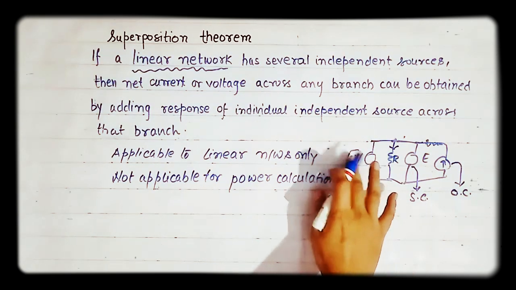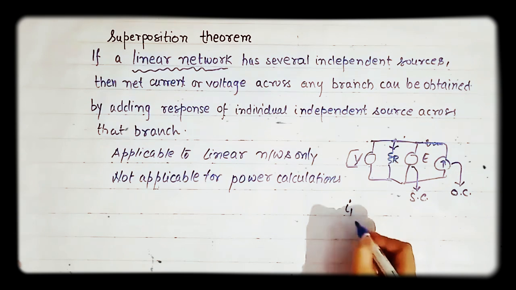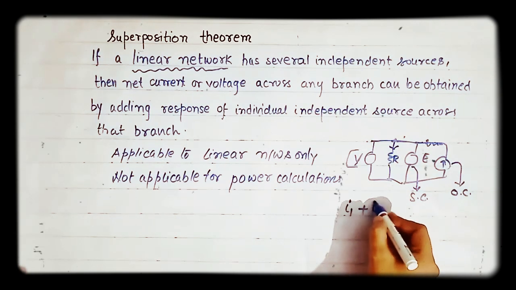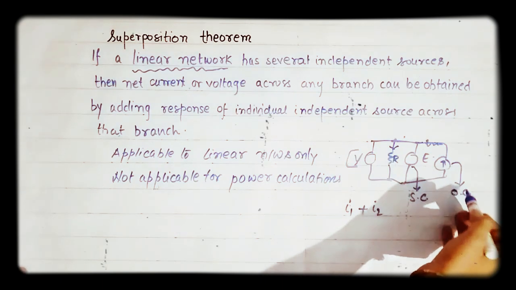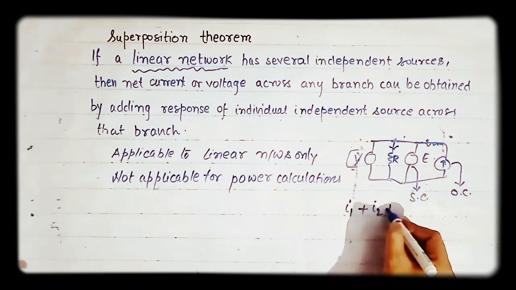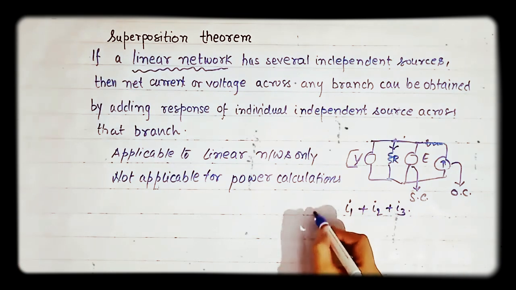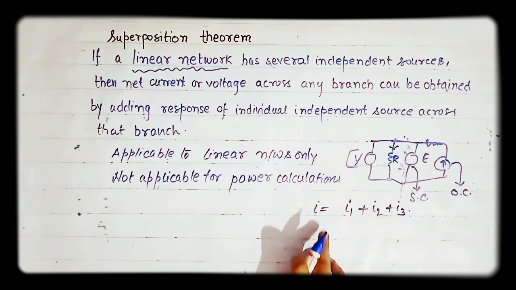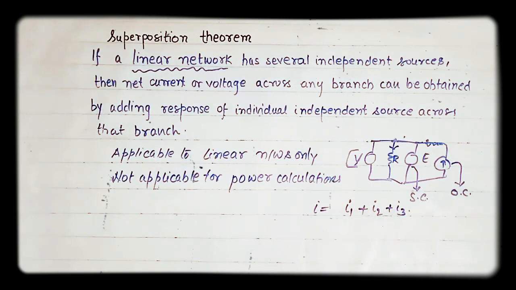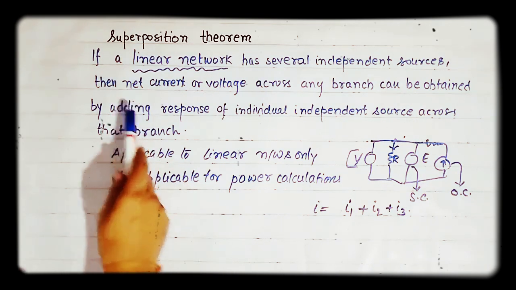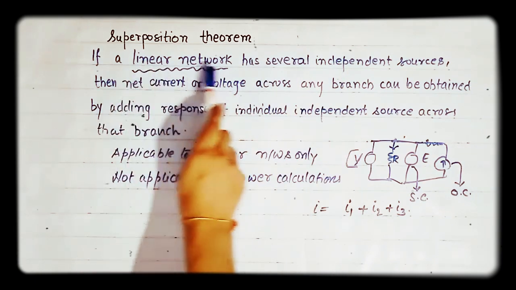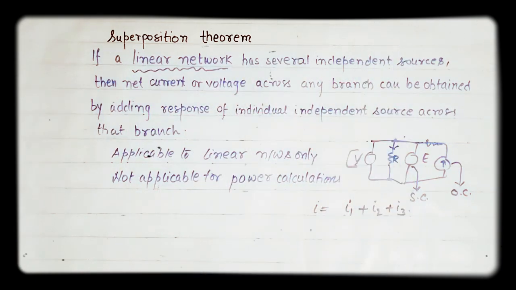Suppose the current due to this voltage source is I1, the current due to E is I2, and the current due to this current source is I3. So the total current across resistance R when all three sources act simultaneously will be equal to I1 plus I2 plus I3. Here you can see the statement says: if a linear network has several independent sources.